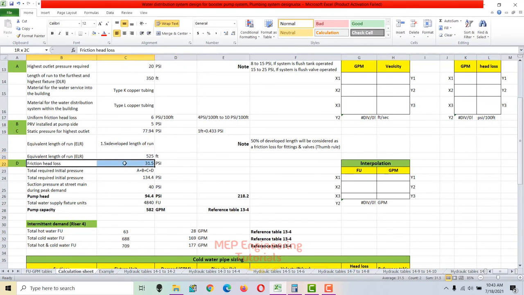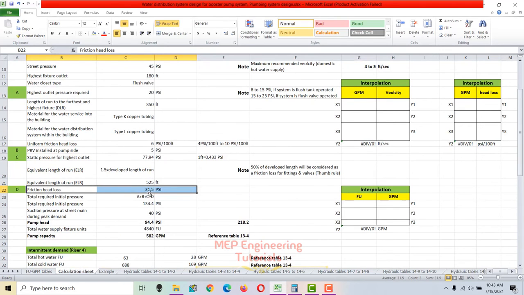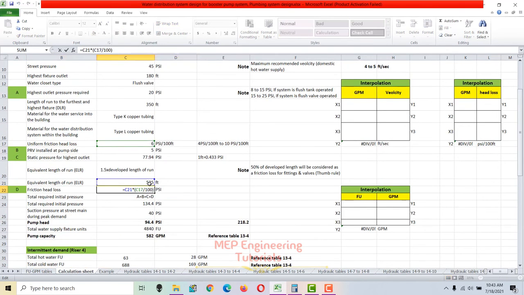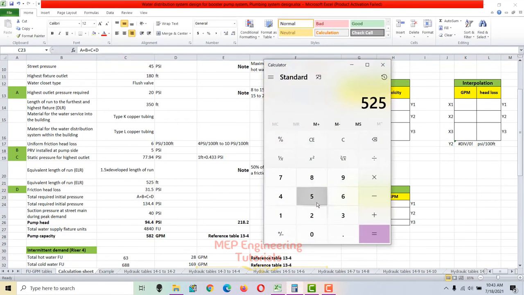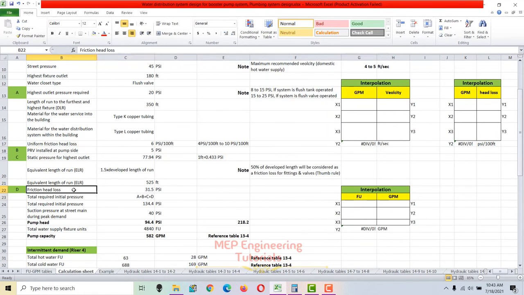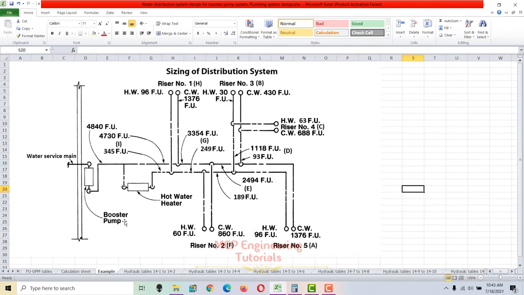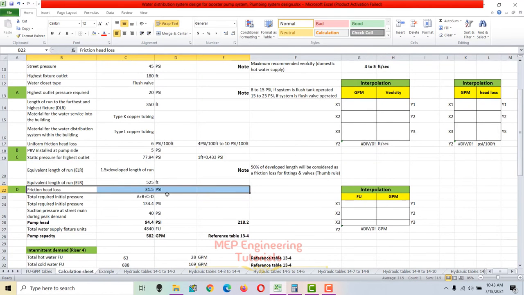Now the last one over here is the friction head loss. How did we get this friction head loss? You get it simply by multiplying your equivalent length of run with the uniform friction head loss. Uniform friction head loss is 6 psi per 100 foot, and equivalent length of run is 525 feet. So if you multiply 525 with 0.06, you will get 31.5 psi friction head loss. And what is this friction head loss? This friction head loss is due to the straight pipe length plus fittings and the valves in your system here. So the friction head loss is 31.5 psi.